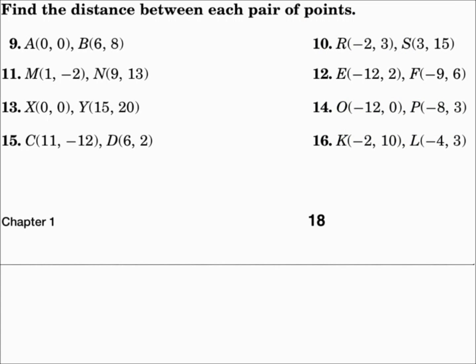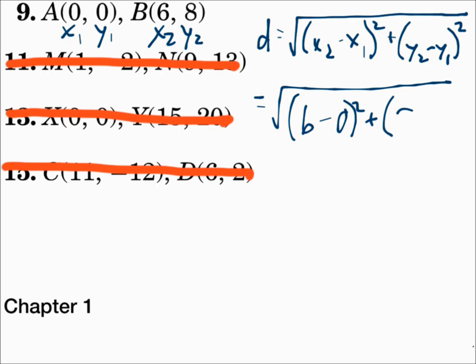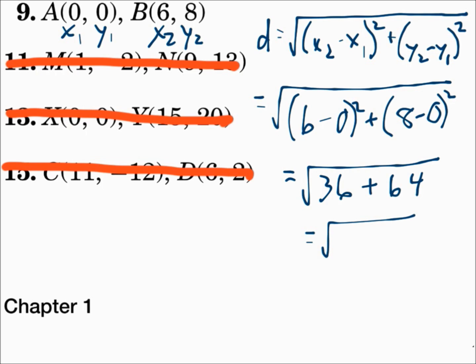Find the distance between each pair of points. For the points 0, 0, and 6, 8, feel free to label the first point x1, y1 and the second one x2, y2, and we'll substitute the numbers in where they go. x2 minus x1 and y2 minus y1. 6 minus 0 is 6, squared is 36. 8 minus 0 is 8, squared is 64. That's the square root of 100, which is 10.